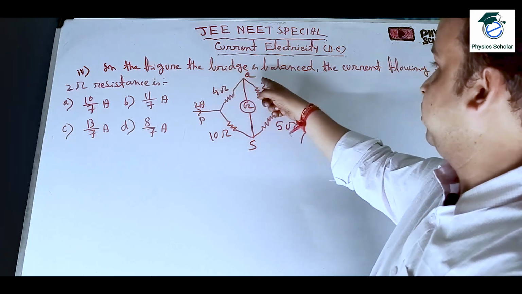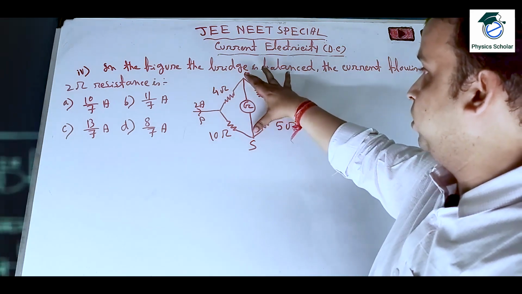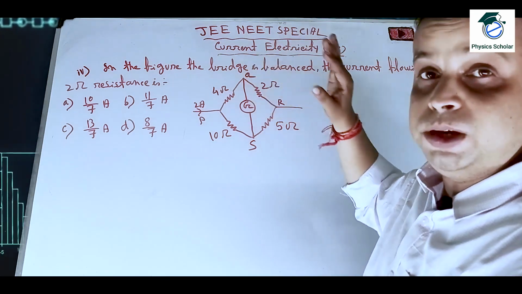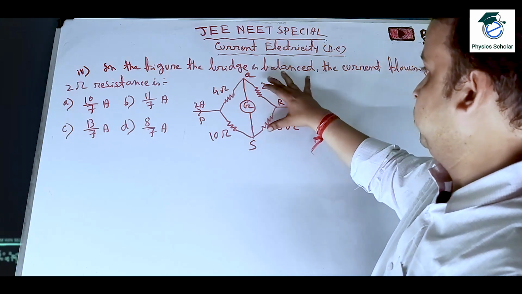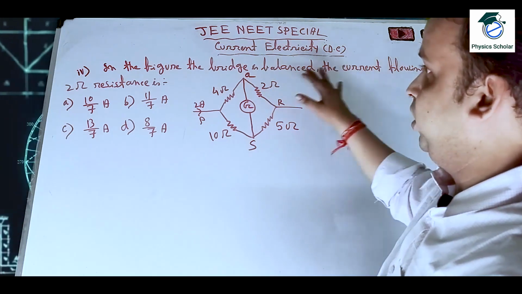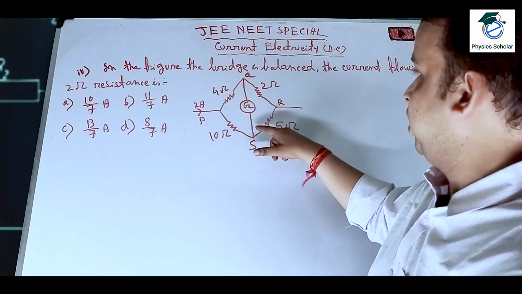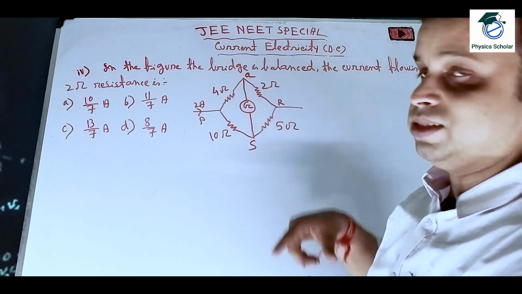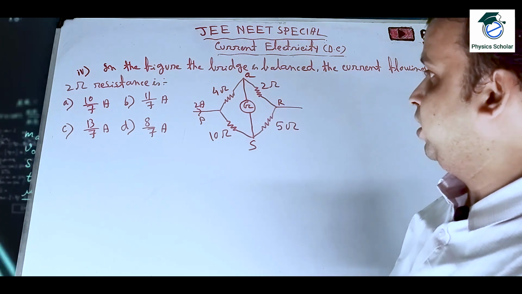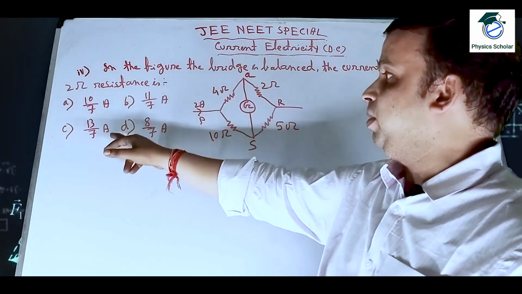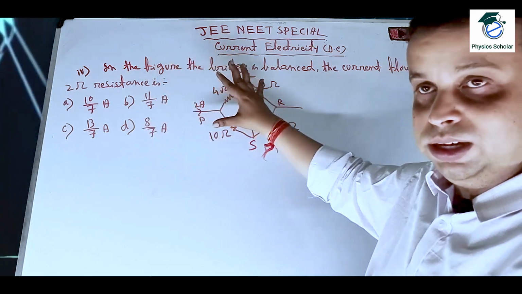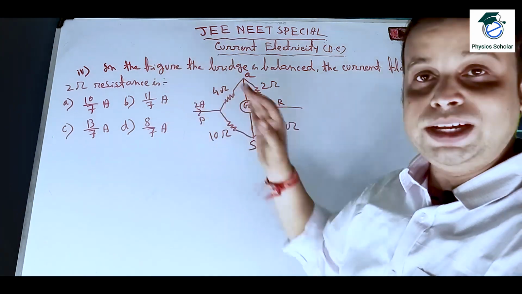So in the figure the bridge is balanced. That means no current flows, the deflection of the galvanometer will be 0. Clear? So we have to find the current flowing through the 2 ohm resistor. Four options are given: 10 by 7, 11 by 7, 13 by 7. Whatever answer comes should match with one of the options.